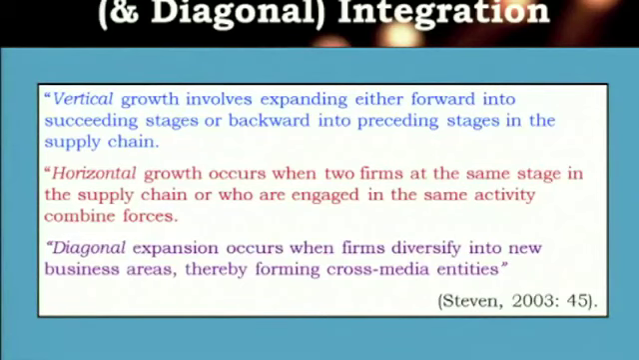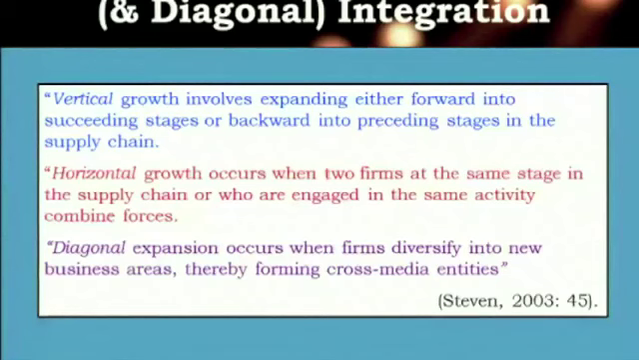Now, I'm going to defer to Stephen's model of things here. He says horizontal growth occurs when two firms at the same stage in the supply chain or who are engaged in the same activity combine forces. Okay, so companies getting bigger, and then goes on to say, by eating other companies, and then goes on to say that diagonal expansion occurs when firms diversify into new business areas, thereby forming cross-media entities. Oh, they're talking about media companies too.